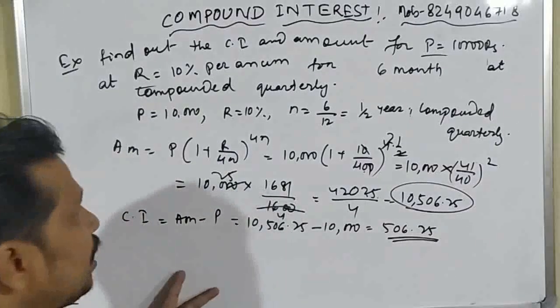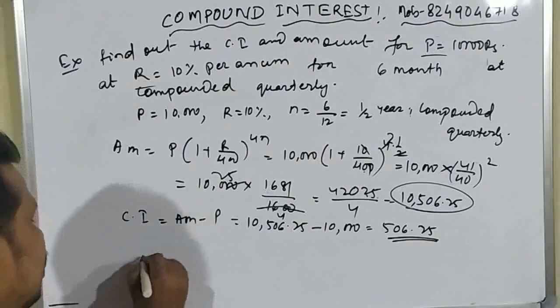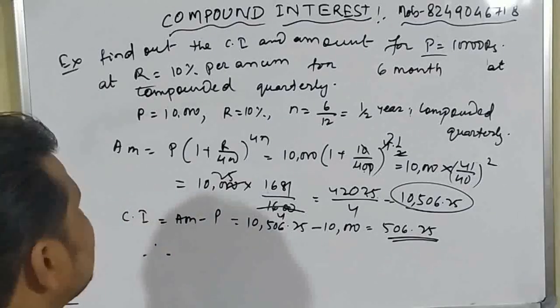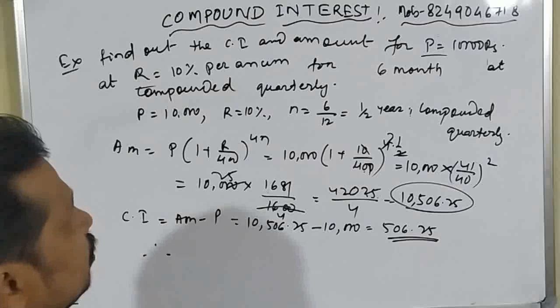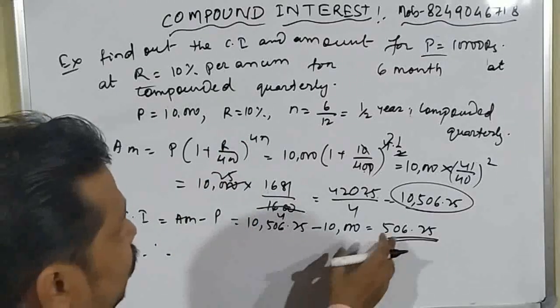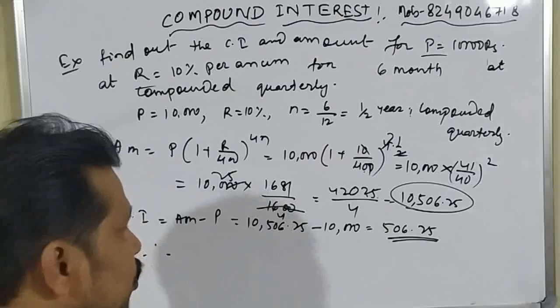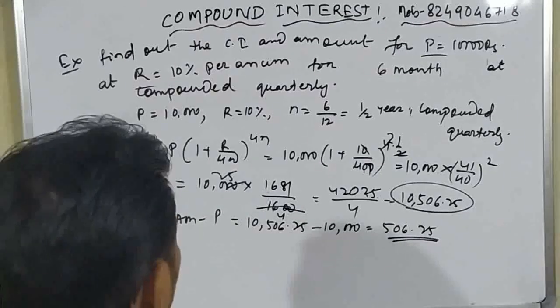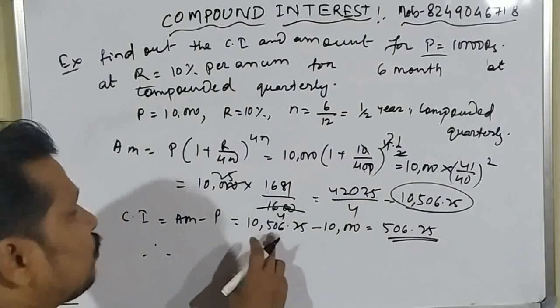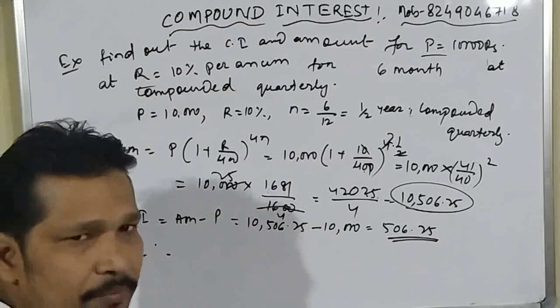So we can write the final statement. I am always telling you, always write the final statement. So what is the final statement or final answer? After 6 months, the compound interest of the given question will be 506 rupees 25 paise, and the total amount will be 10,506 rupees 25 paise.